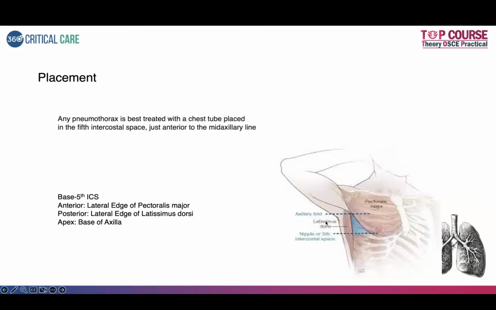The anterior part is the lateral edge of the pectoralis major. The posterior is the lateral edge of the latissimus dorsi, and the apex is the base of the axilla. So I'll repeat it once more.